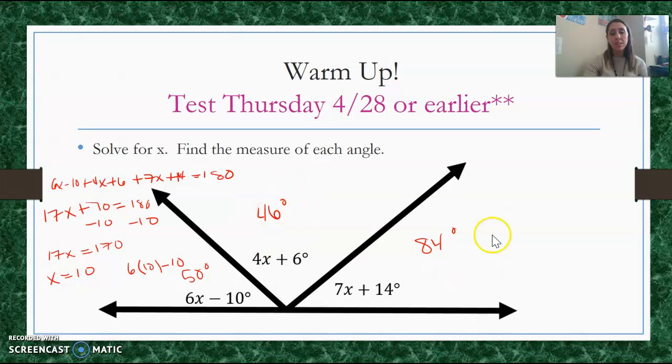Then I got 46 degrees and 84 degrees. Make sure you have the degree symbol. That will be marked wrong if you do not have it.